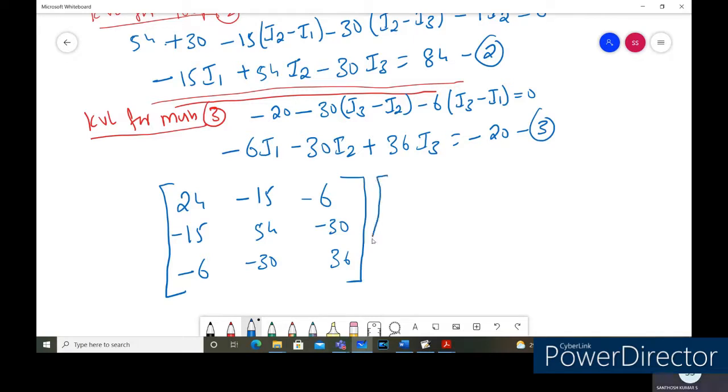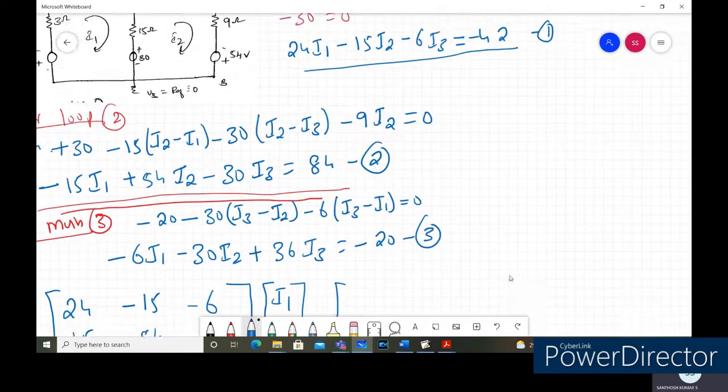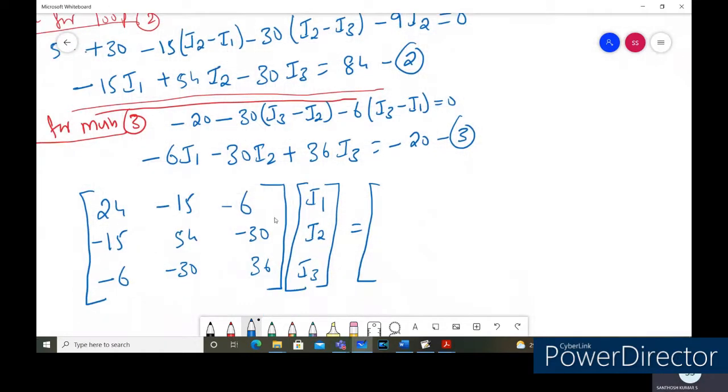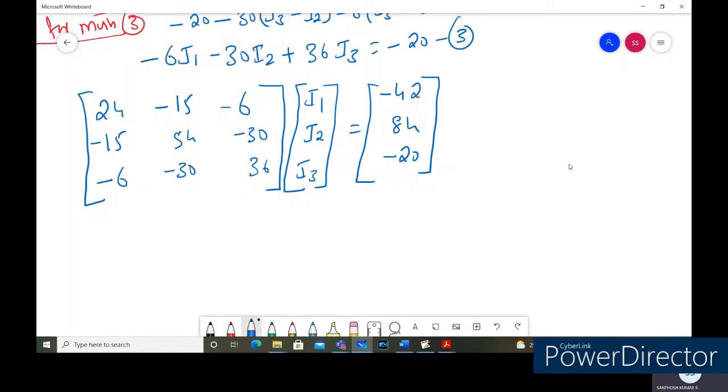Now the mesh currents we make into another column matrix, with the values I1, I2, and I3. These are the three mesh currents, and the corresponding voltages are minus 42, 84, and minus 20. These are the corresponding voltages we get for the equations.